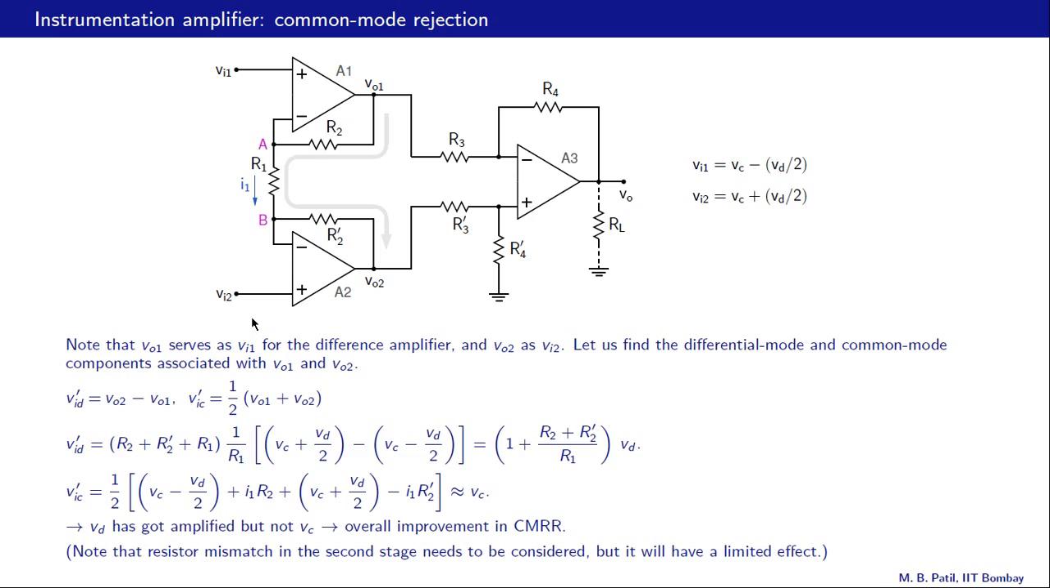Case 2, the instrumentation amplifier. Now what is the common mode voltage it sees? It is VC. And what is the differential mode input voltage it sees? It is an amplified form of VD, and that is the difference. So therefore the overall gain that the common mode voltage goes through is much smaller relative to the gain that the differential mode voltage goes through, and that gives us much better performance than the plain difference amplifier that we have seen before.